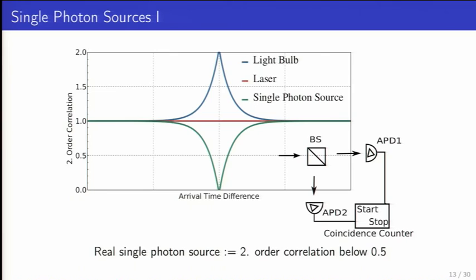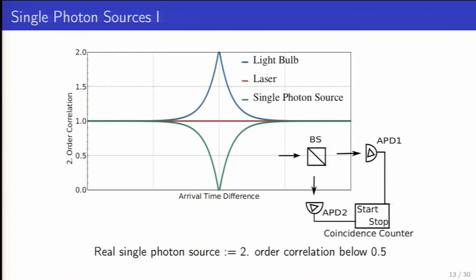So, as you can see here, I've graphed 3 different sources. The first one is a light bulb on top here, which is a chaotic source, and in a certain time interval, it's very probable that when we have measured one event, we measure a second event. As you can see, the photons are bunching here. Okay? Then we have got the laser.